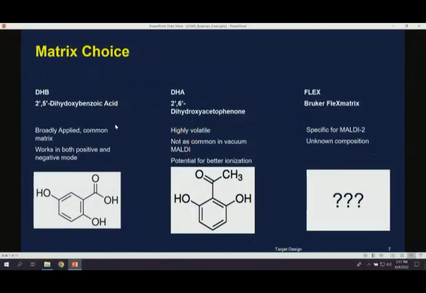The other thing we were playing around with was our matrix choice. Since we're using an AP-MALDI source on our triple quad system, AP-MALDI sources do allow us to get a wider variety of matrices because we don't have to necessarily worry about the volatility of the matrix.